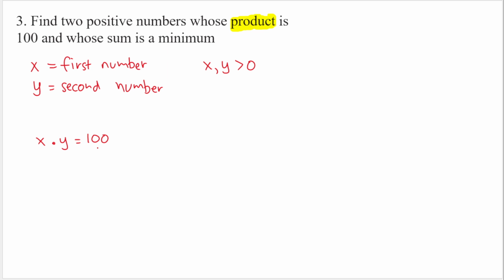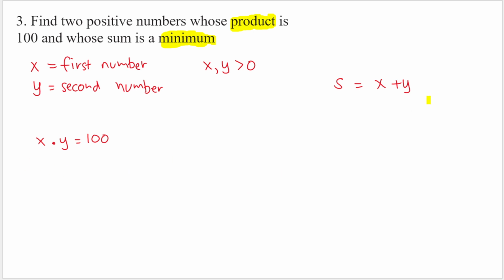And now we want to find the sum, which is minimum. Okay, maybe let's put the sum here. So we want the sum that is x plus y. Okay, whenever we want to find the minimum or maximum, we always work with one variable. But here we have two, one x and one y. So we need to make it into one variable.